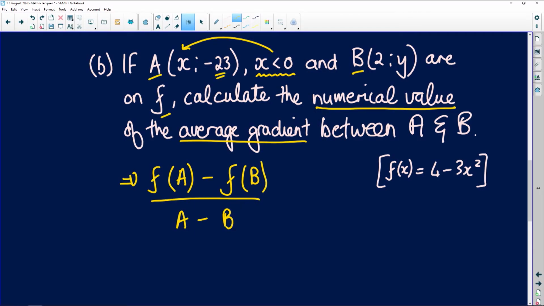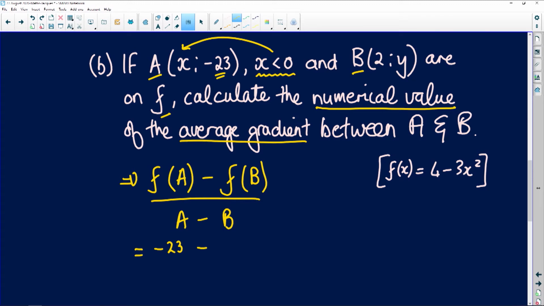Okay, so do we have the y value of point A? Let's have a look. For point A, we've got the y value, so we can say that y value is indeed minus 23. Do we have the y value for point B? No, we don't. But we do have its x value.